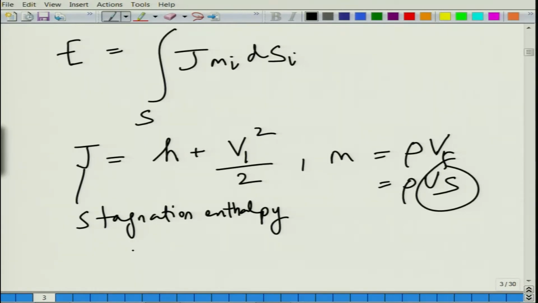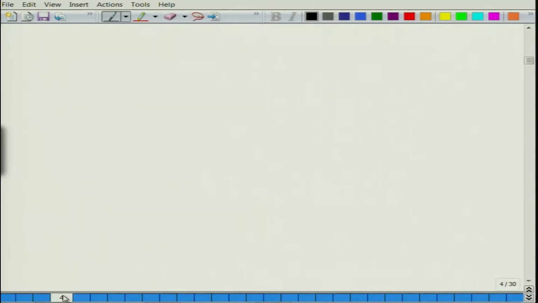And what about Mi? Mi is nothing but rho times Vi. So, we have really got two variables. Now, what we are interested in acoustics is really the perturbation quantities. So, let us first of all denote these perturbation quantities. We denote the perturbation quantities as J dash or J prime, and let us also look at the volume velocity term.